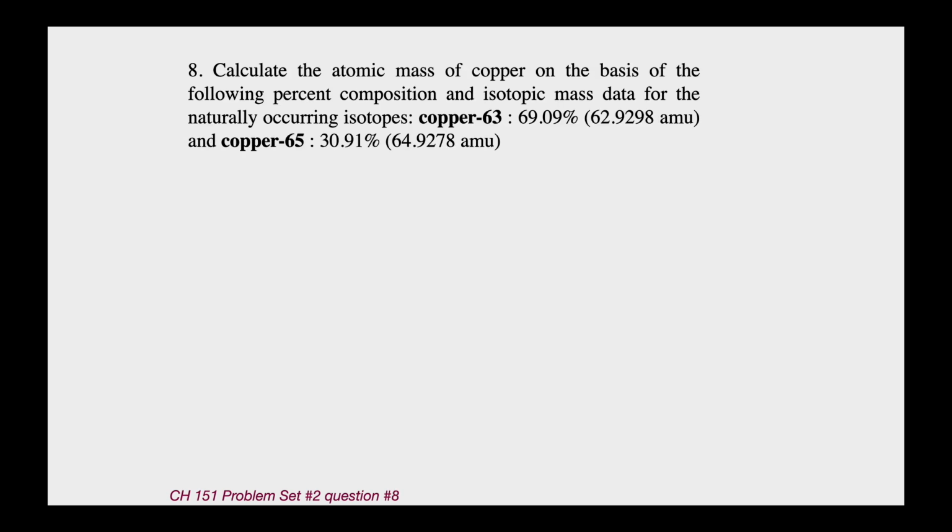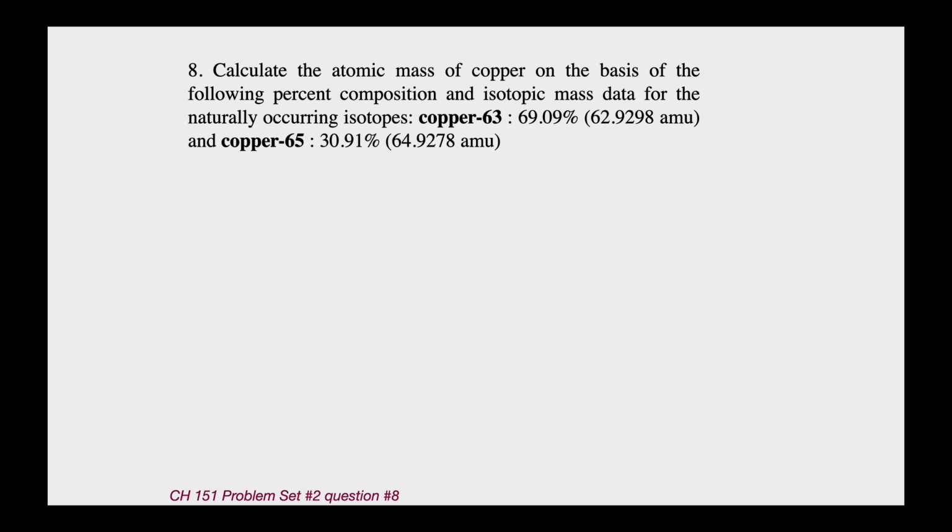This problem, we know that copper has two main isotopes, copper-63 and copper-65, and we want to calculate the atomic mass of copper based on that. And notice we have the abundances there. Copper-63 is roughly 69%, and copper-65 is about 31%. So this is what chemists do when they figure out the numbers on the periodic table.